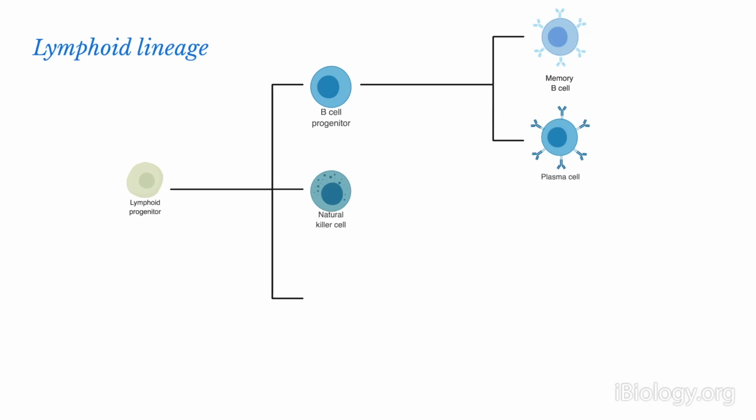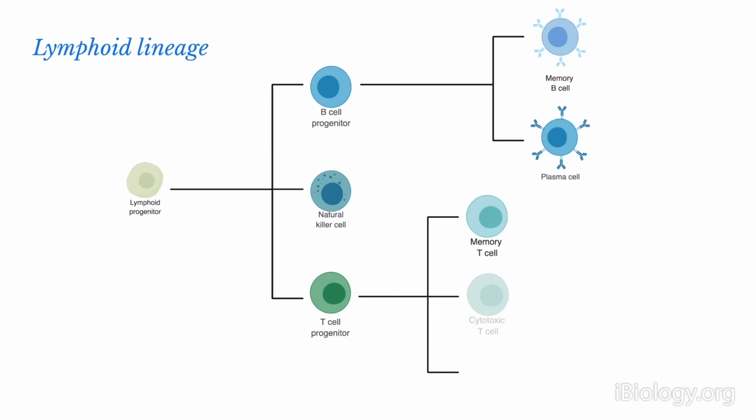Natural killer cells are cytotoxic cells of the innate immune system. They detect virus-infected cells and kill them. T cells arise from a common progenitor. There are many types of mature T cells, but the best known ones, those which we'll cover here, include memory T cells, cytotoxic T cells, and helper T cells.